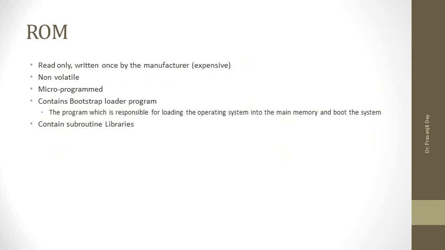Now what is ROM? ROM is read-only memory. And what are the characteristics of the ROM? Firstly, you can only read from the ROM, you cannot write. It is only written once by the manufacturer, and writing is expensive too. The next characteristic of the ROM is it is non-volatile. That is why when you turn off your machine, the ROM data does not get erased.